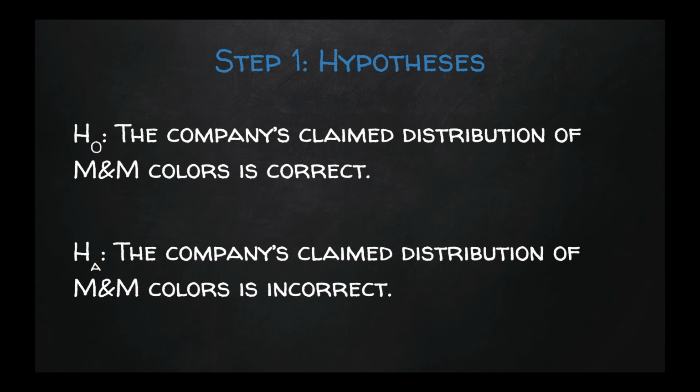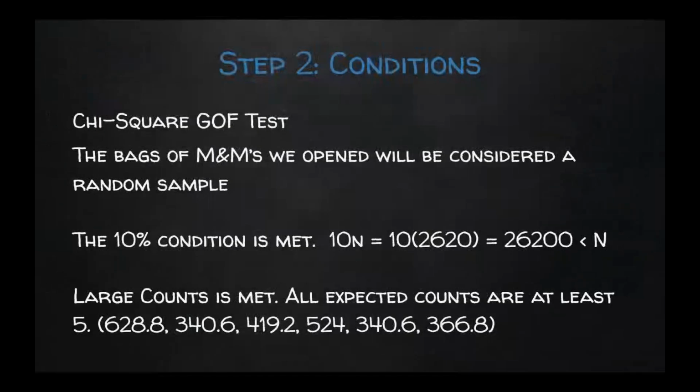The null hypothesis is going to be that the company's claimed distribution of M&M colors is correct. The alternative hypothesis will be that the company's claimed distribution of M&M colors is incorrect. We are then going to state our procedure and check our conditions.